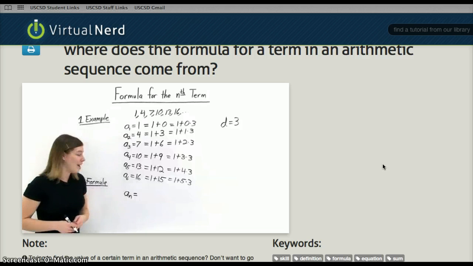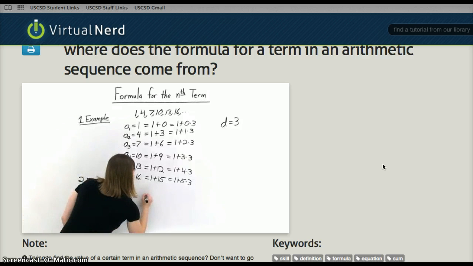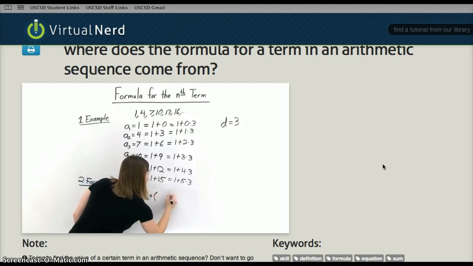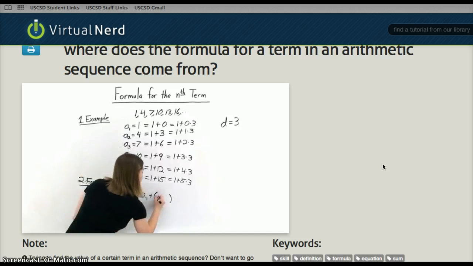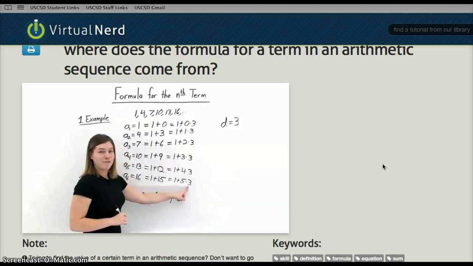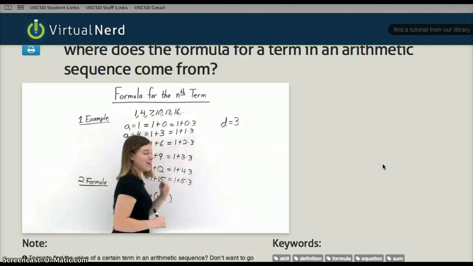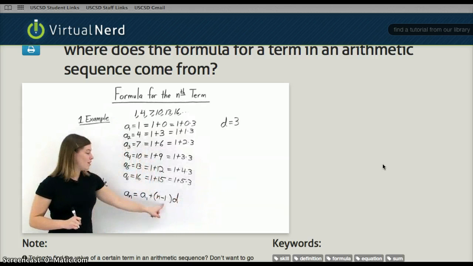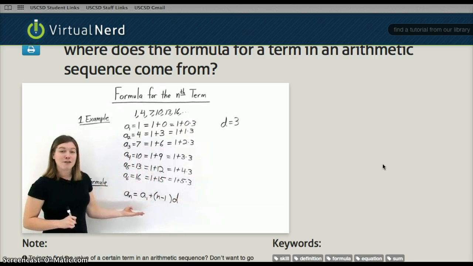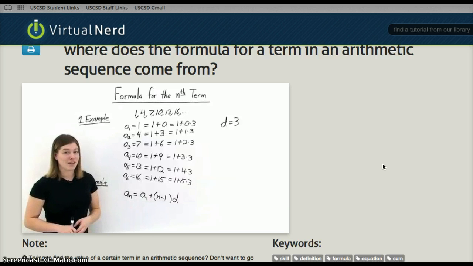minus 1 is 9. So here we want to take the first term in our sequence, a sub 1, and add our index minus 1. So in this case, we want to take n minus 1. Then we want to multiply 3 to it. Well, 3 is our common difference. So we want to multiply the common difference to this number. Now we've made a formula to find the nth term in a sequence. But let's make sure that it's correct.